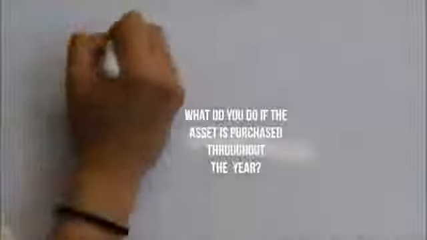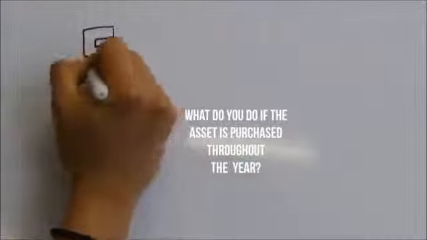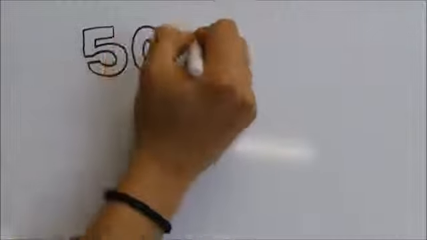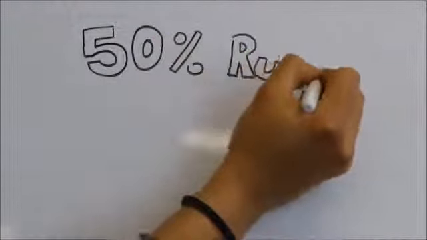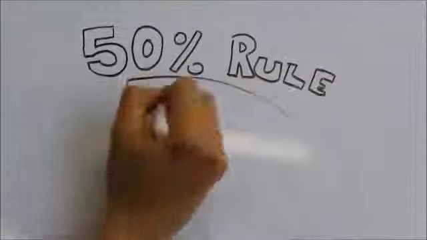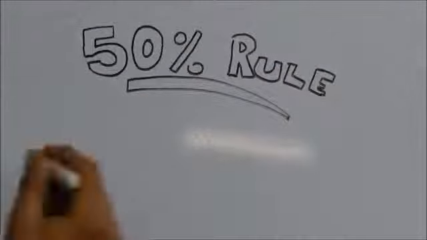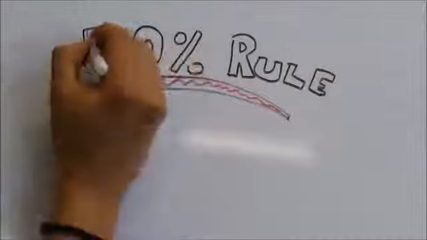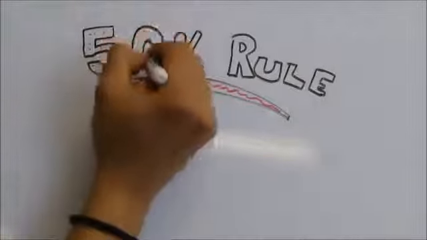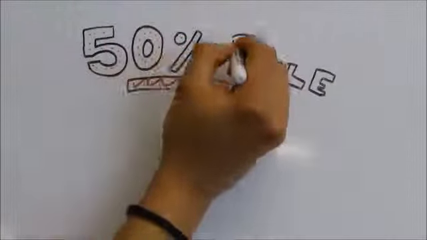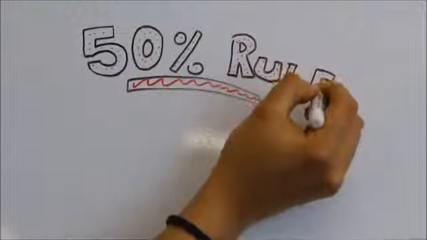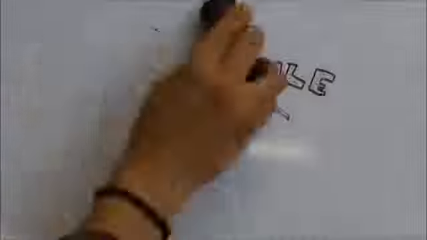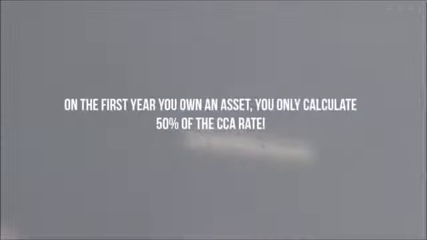What do you do if the asset is purchased throughout the year? If the asset is purchased throughout the year, you would use the 50% rule, where you would calculate half of the CCA rate. Okay, referring back to the automobile example, the CCA rate would normally be 30%. However, if you were to buy the automobile in the middle of the year, when calculating the amortization expense, you would use half of the CCA rate. So for that first year that you have the automobile, the rate is 15%.